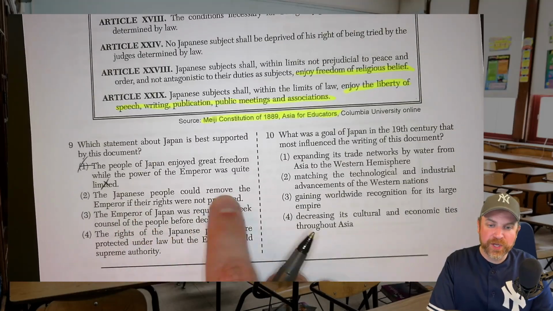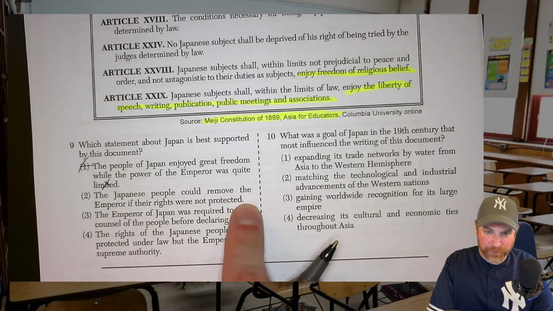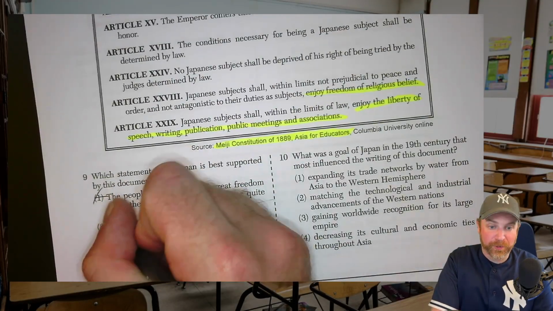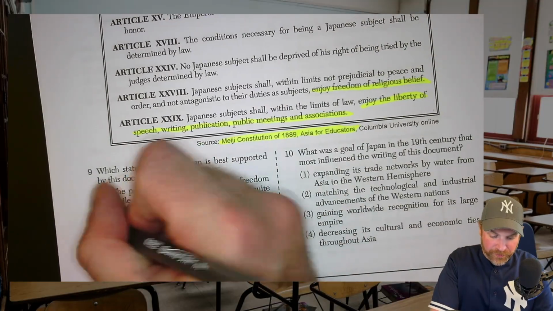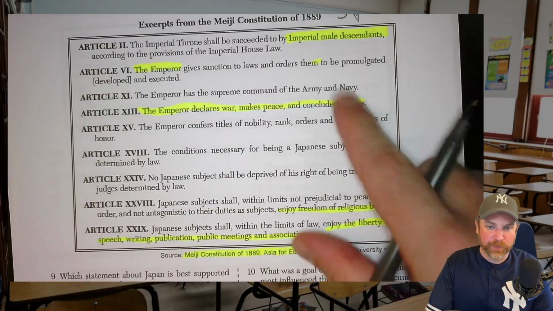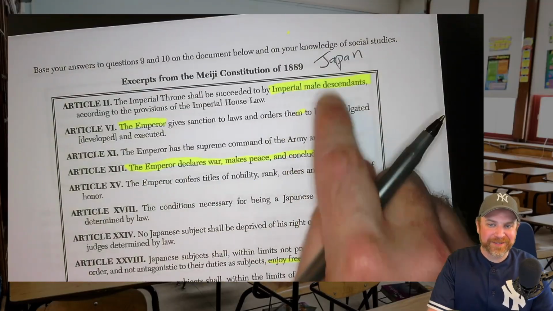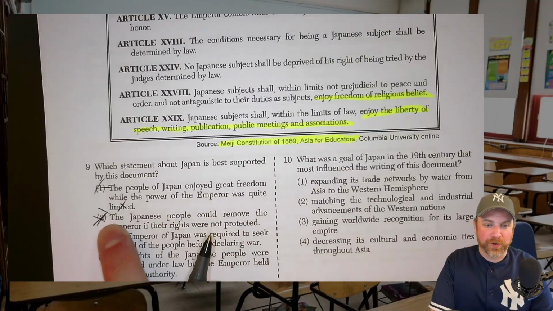The Japanese people could remove the emperor if their rights were not protected. It's not in the document. So it can't support choice 2 if it's not in the document. So cross off choice 2. I see nothing here about the people being able to have some kind of impeachment process or election. No, there are no elections, right? Male descendants take over. So cross off choice 2.